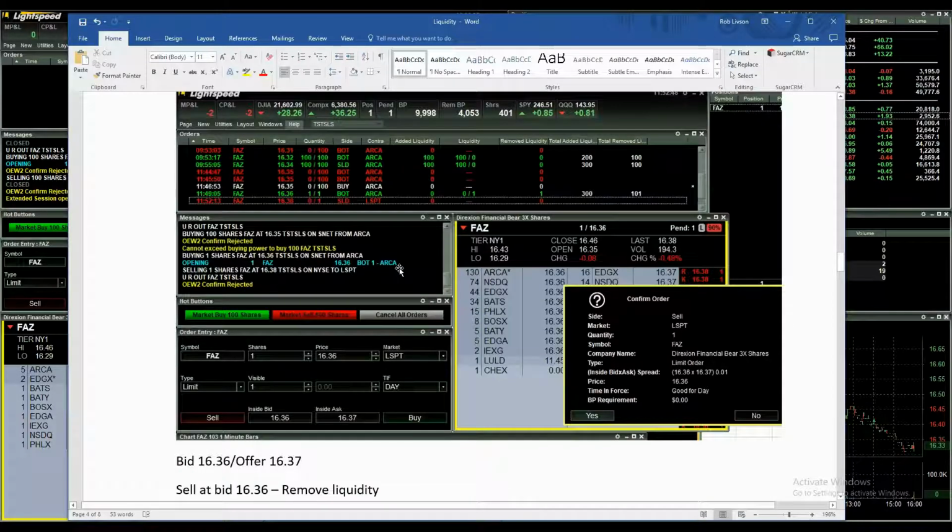Now here's the opposite here. So I am selling now this one share. The bid is 16.36 and the offer is 16.37. I am selling my one share that I purchased at the bid. So I'm selling to the bid 16.36. Once again, that's going to take a share from the current market, and that's also going to qualify as removing liquidity. So it's another aggressive limit order.